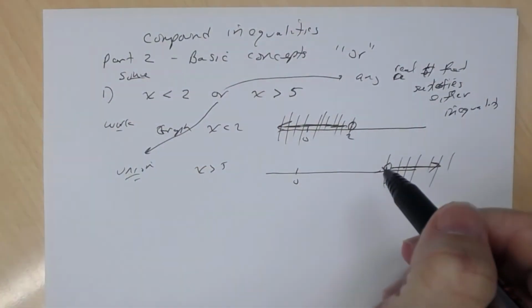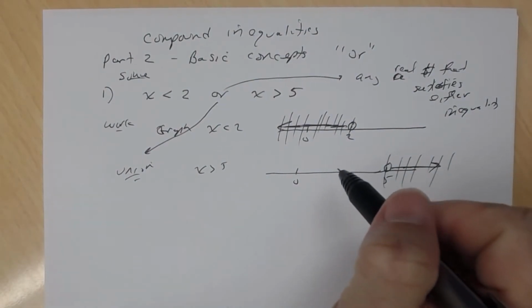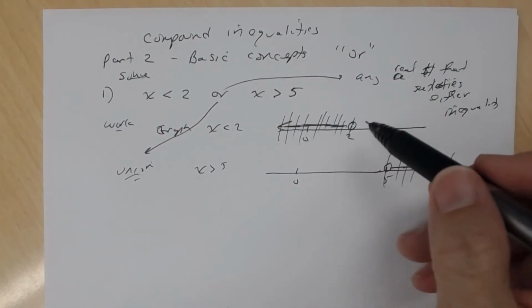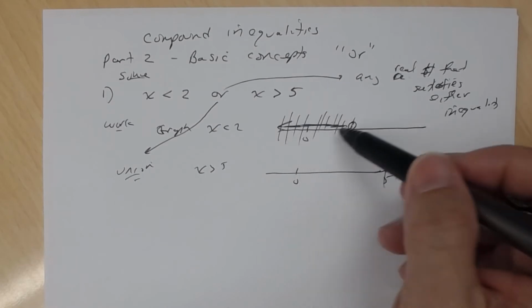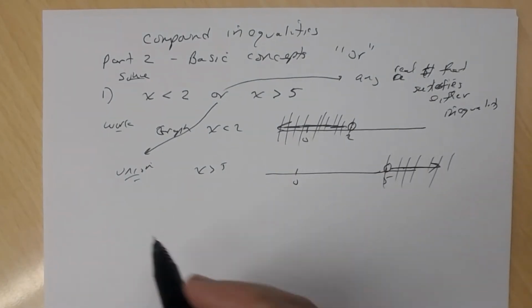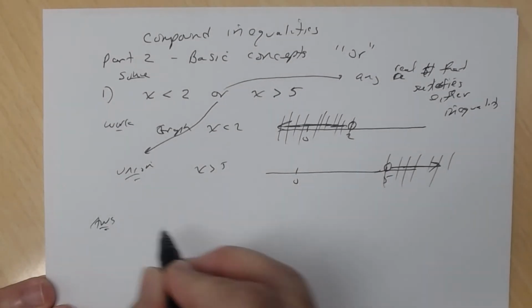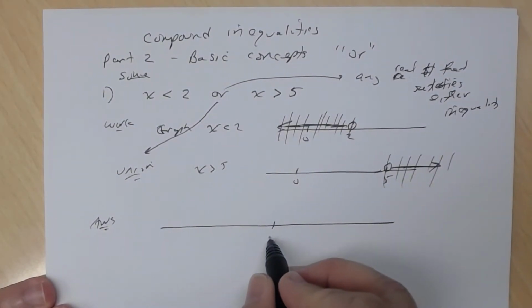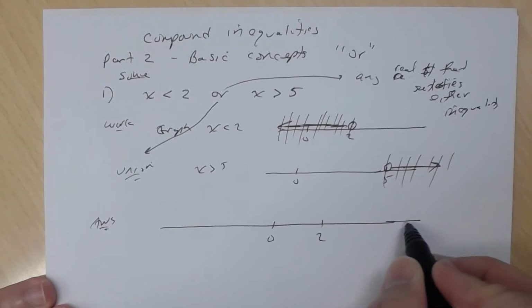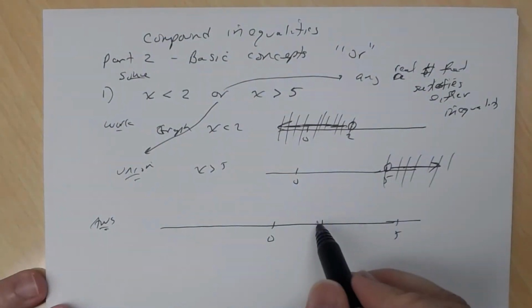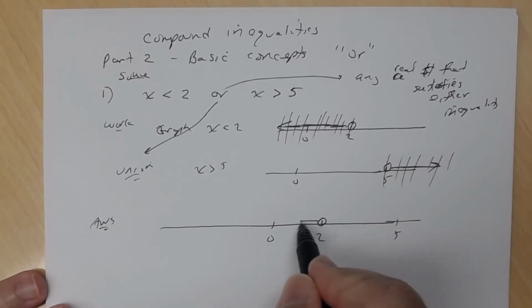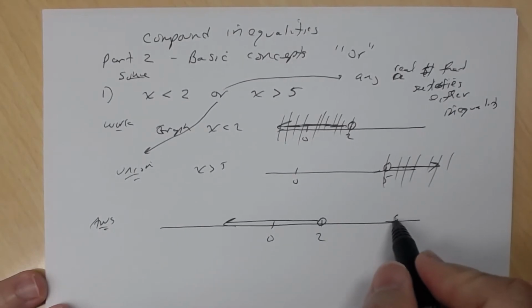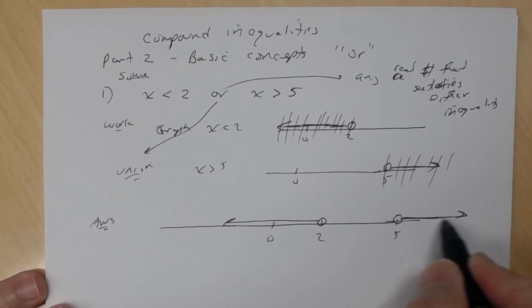So anything shaded is a solution. So now your answer, in terms of the graph, so this is 0, this is 2, and this is 5. So your answer will be 2, open circle, going to the left, and then open circle 5 going to the right. So that's your solution.